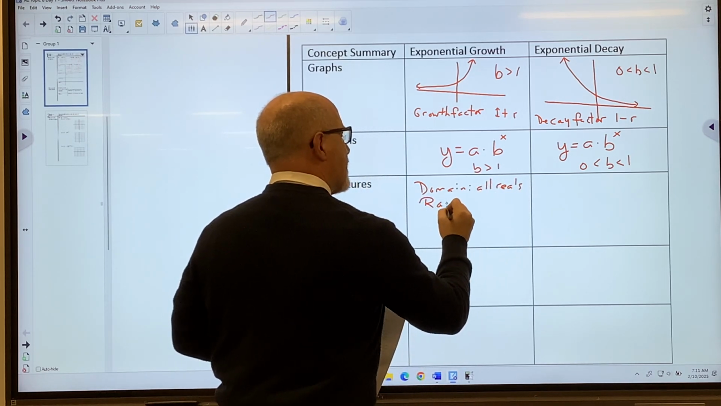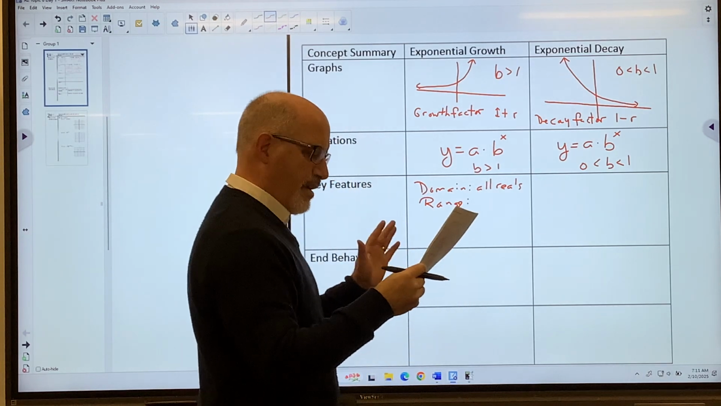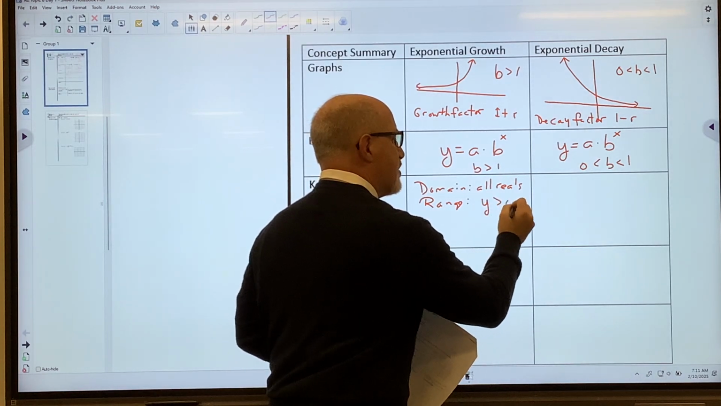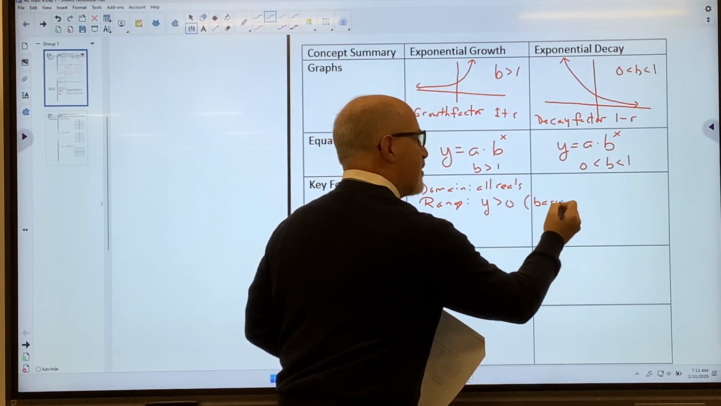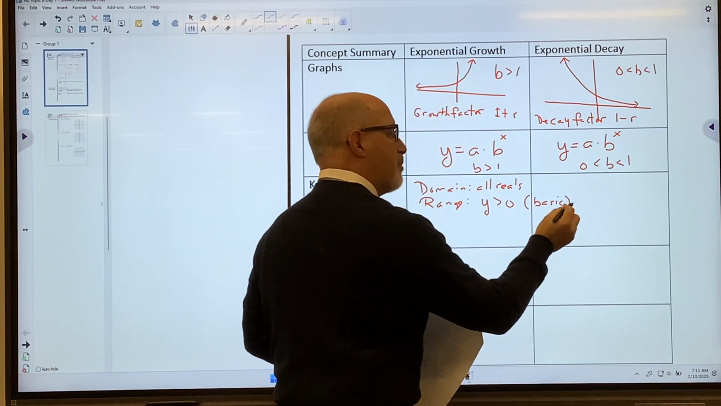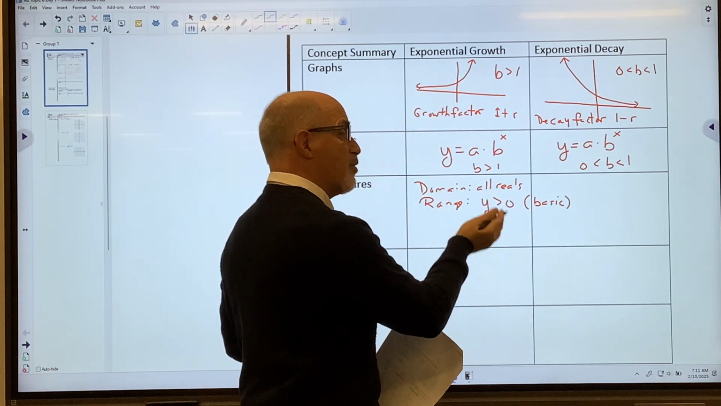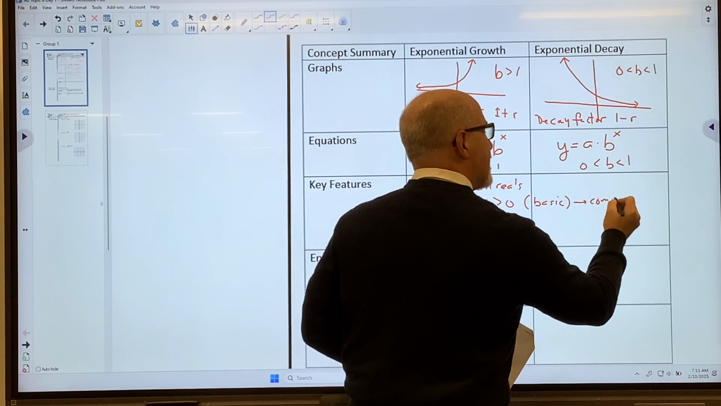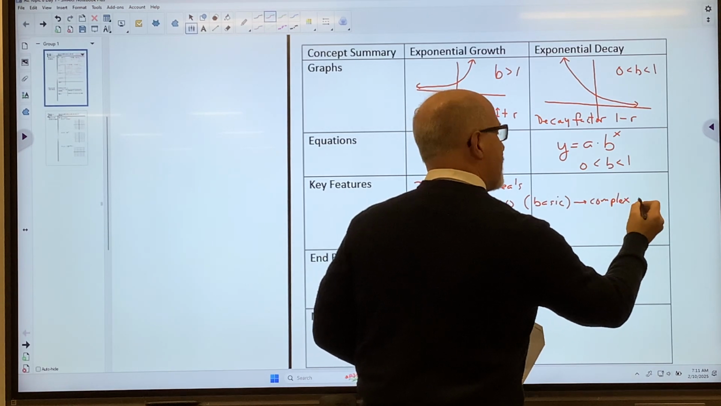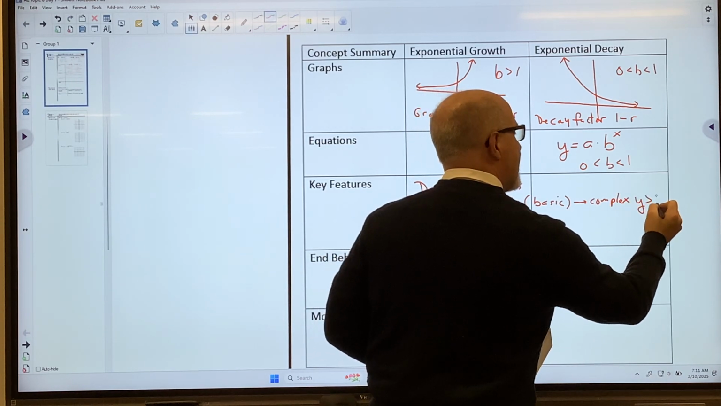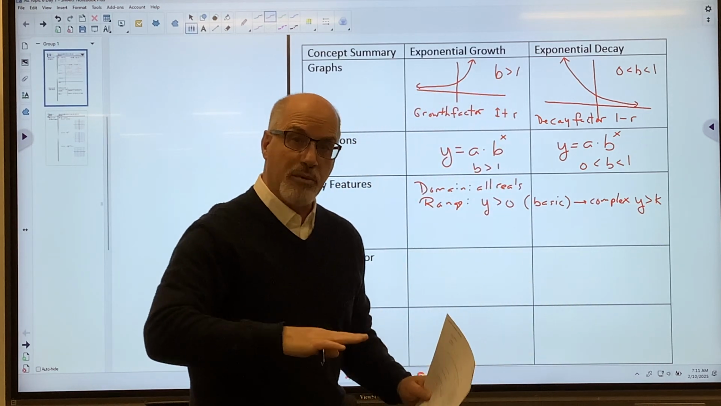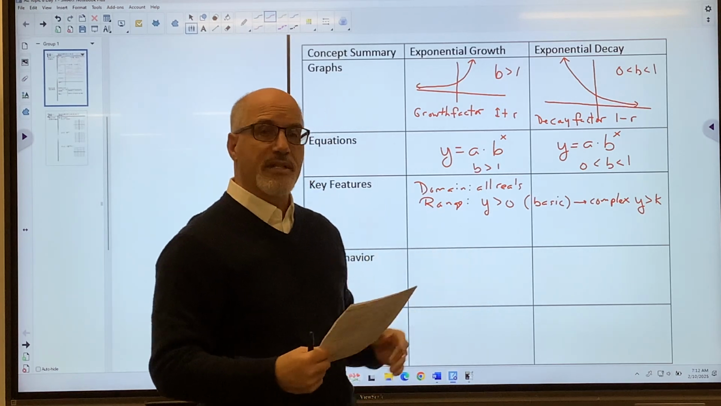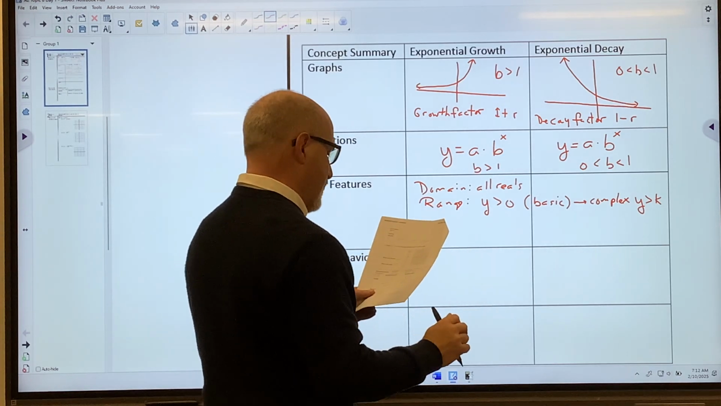The range, now we have to know that when we're talking about the basic one, this is going to be y is greater than 0. This is just for the basic, okay? If we were to do the complex, then that might move it up or down. So we want to make sure we realize that for the complex, we'd have y is greater than k, or we could flip it over if we have a negative coefficient in front, if our initial value is negative. So that's something to keep in mind, all right?